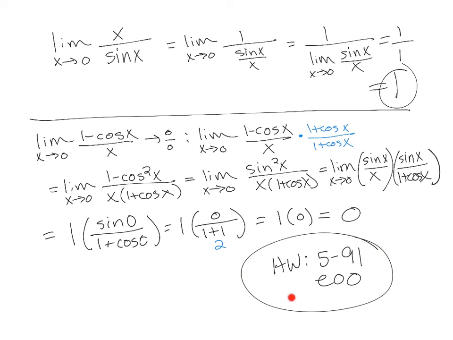All right, your homework for this section is 1.3, 5 through 91, do every other odd. So it's every fourth odd problem.